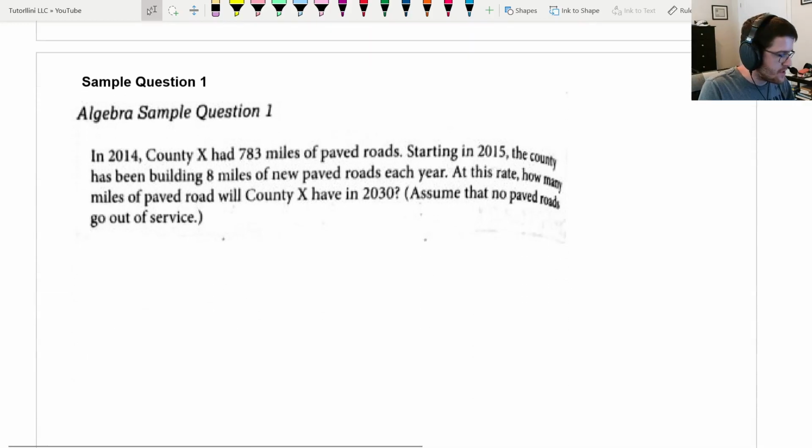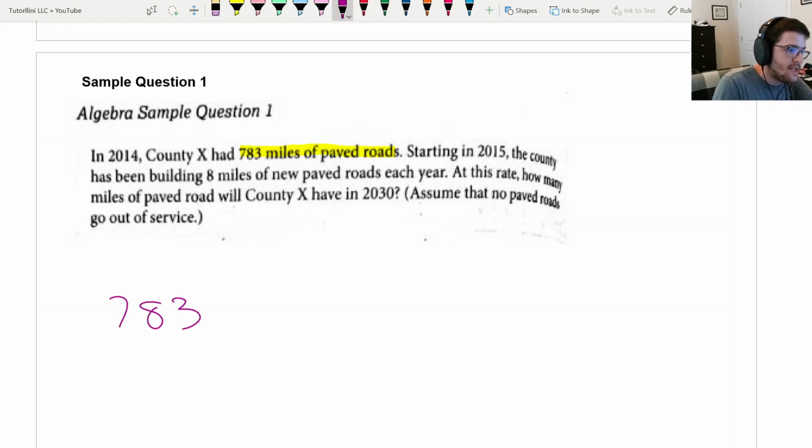Okay, so the first question is talking to us. We're starting with 783 miles of paved roads. So we're going to start with 783. And we're building new paved roads. So we're going to do plus 8 miles each year. So we're going to do 8 times the number of years that pass.